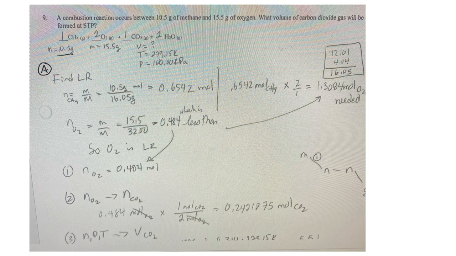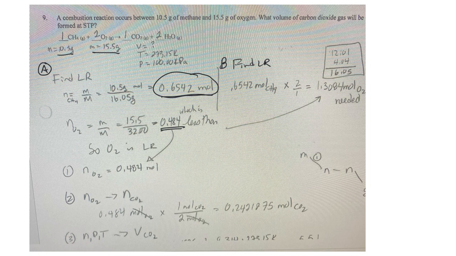So for methane, here's the number of moles of methane. And for oxygen, here's the number of moles of oxygen. Then what you do, so you find the moles, and then the next thing is you find the limiting reactant. So the way I do it is I always just take the first one. So I take the first number of moles and see how many moles of the other reactant I would need.